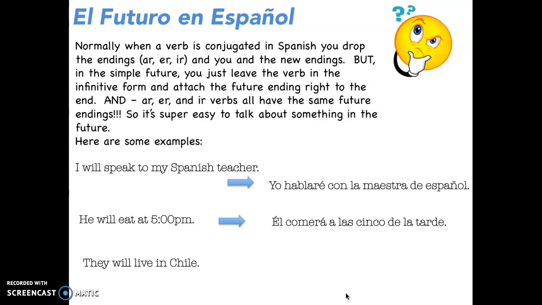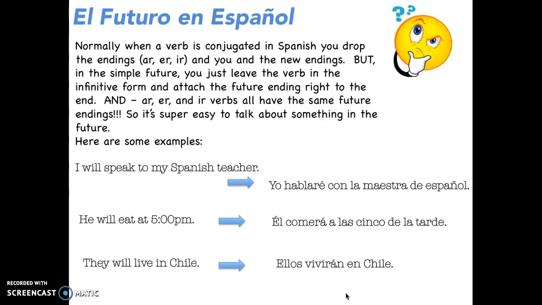They will live in Chile. Ellos vivirán en Chile. So, vivir, right? And then án. There's no dropping of anything, you're just adding an ending. Also notice here that in English we often, not always, but often use the word will, W-I-L-L, to indicate future tense. In Spanish, that word disappears because we have a future tense conjugation, so the reader or the listener knows that this action is going to occur in the future.